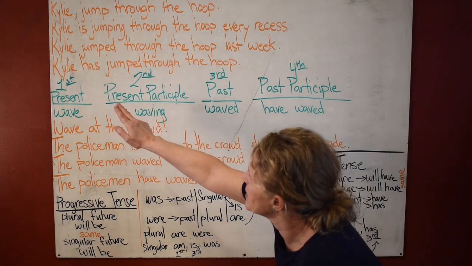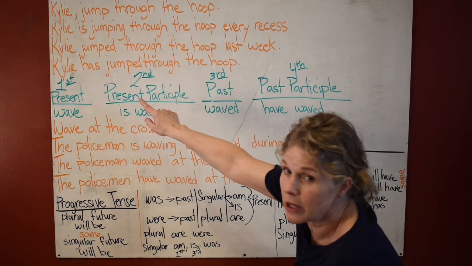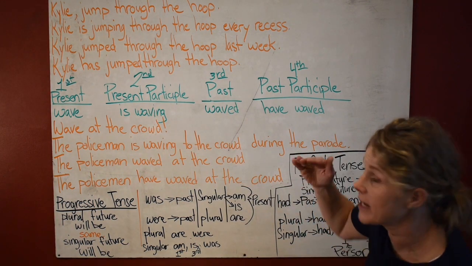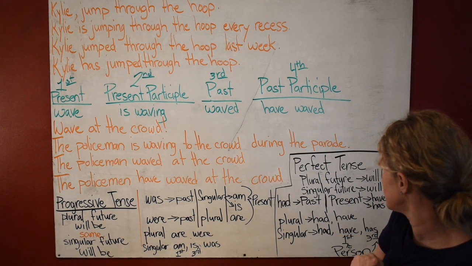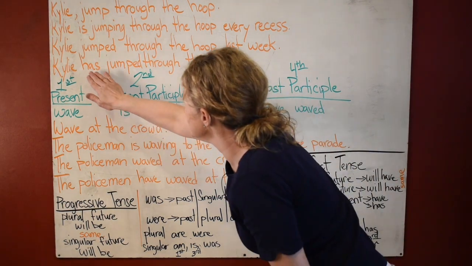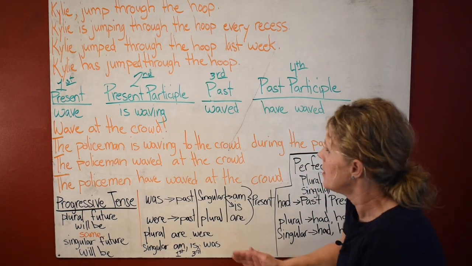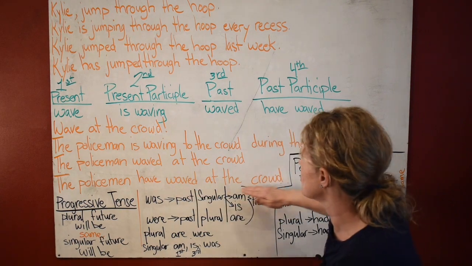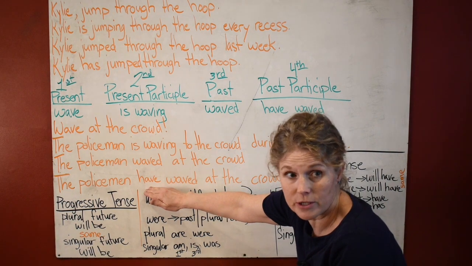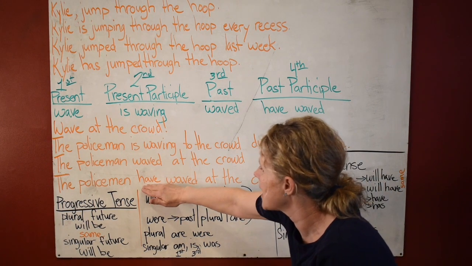But here I said, Kylie has jumped through the hoop. Right there, I used it in what tense when you use has? Present. You use it in the present, and what person is it? Can you show me the sentence? Right here, Kylie has jumped. So this is the present, and it's third person. Very good. Now, this one is third person, but since it's plural, I have to use have. Do you see the difference? I can't say the policeman has waved. I have to use have when it's plural.